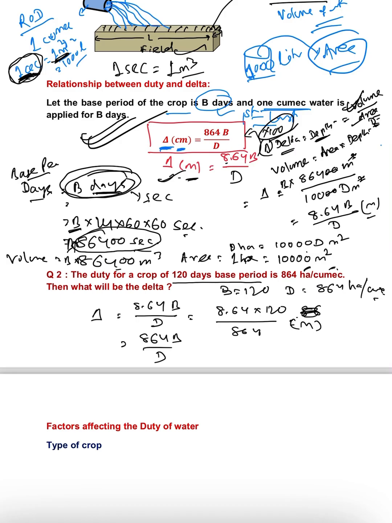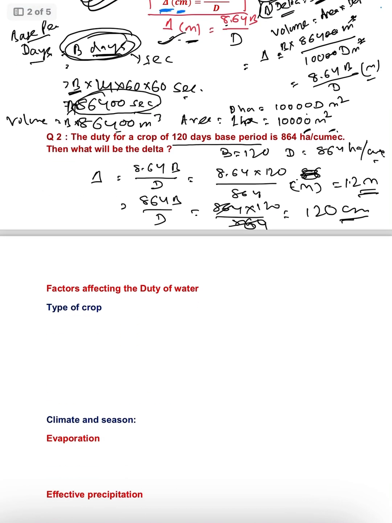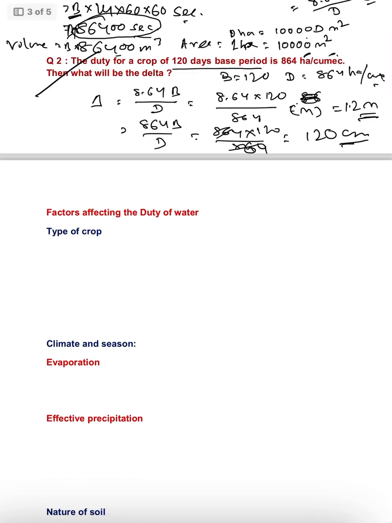This will be in terms of meter. Okay, so 864 into 120 divided by 864. So now it will cancel, and the final answer will be 1.2 meter, or 120 centimeter. So this is the most important question you have to remember.